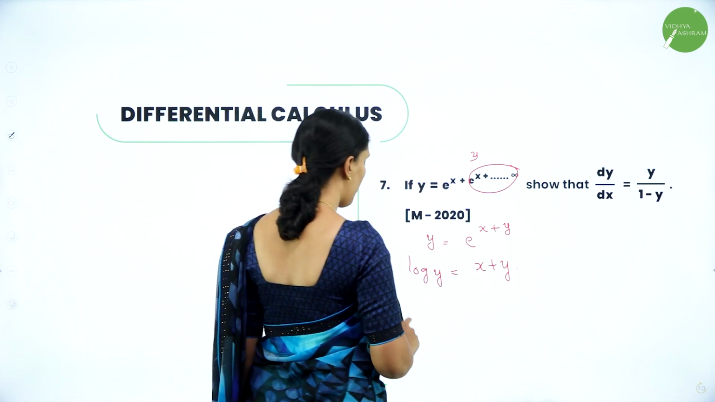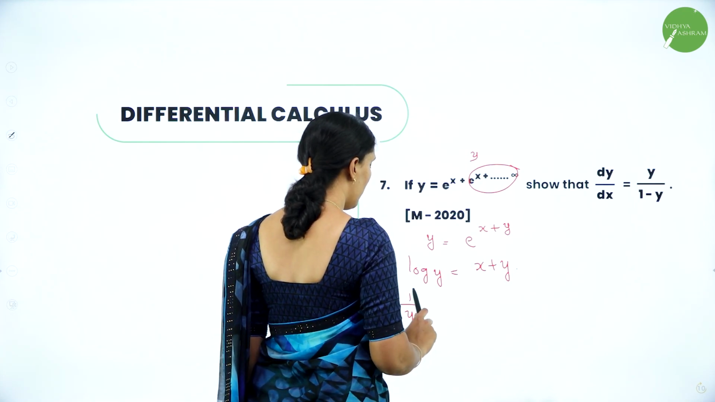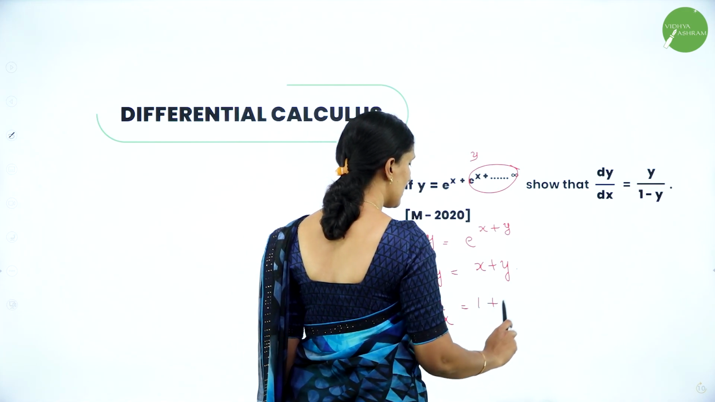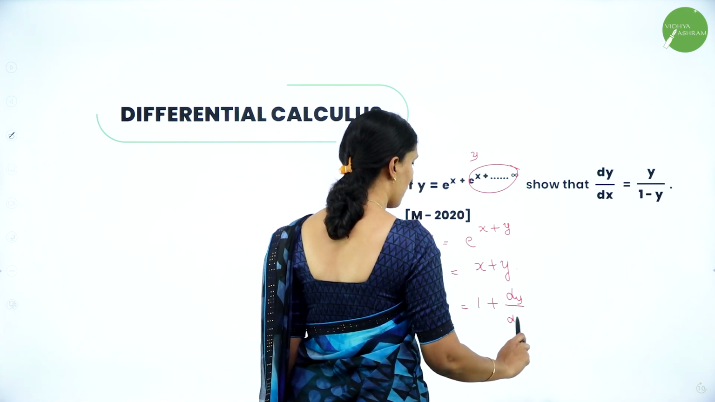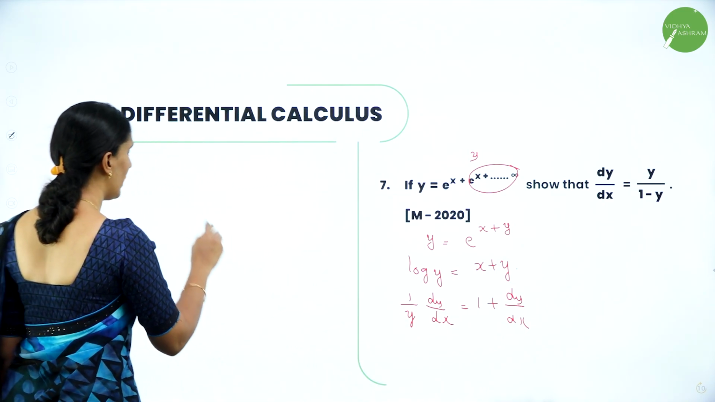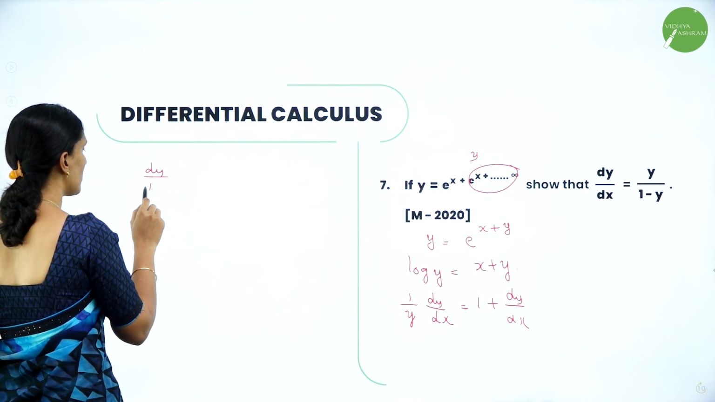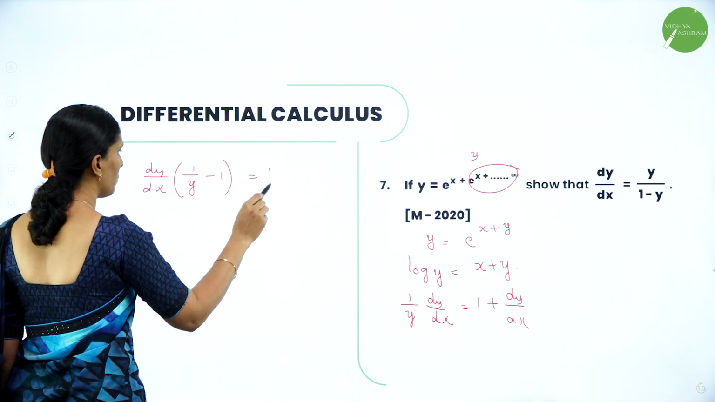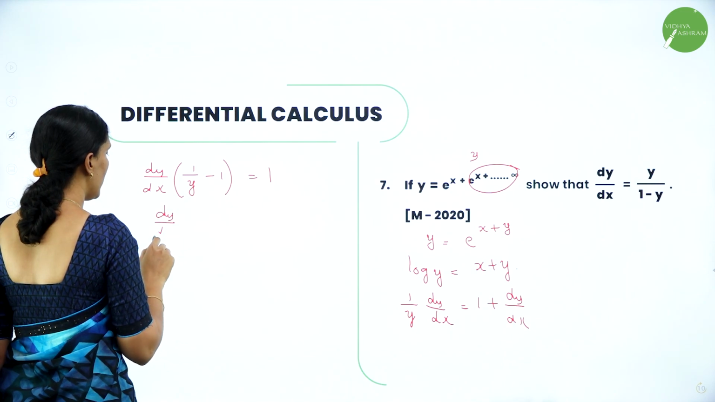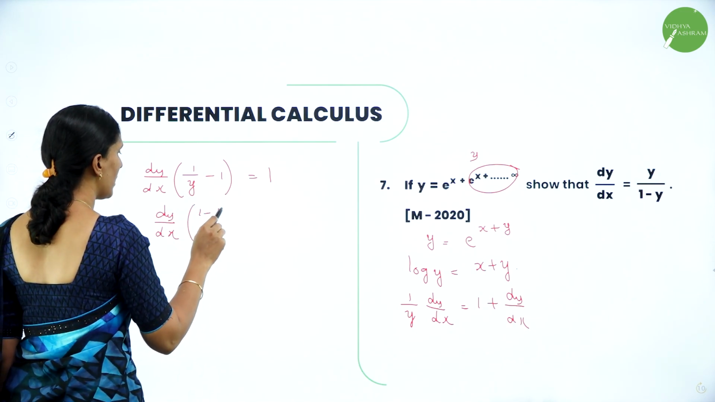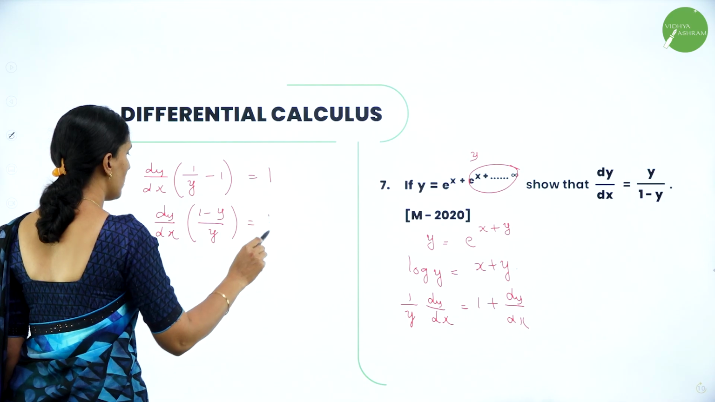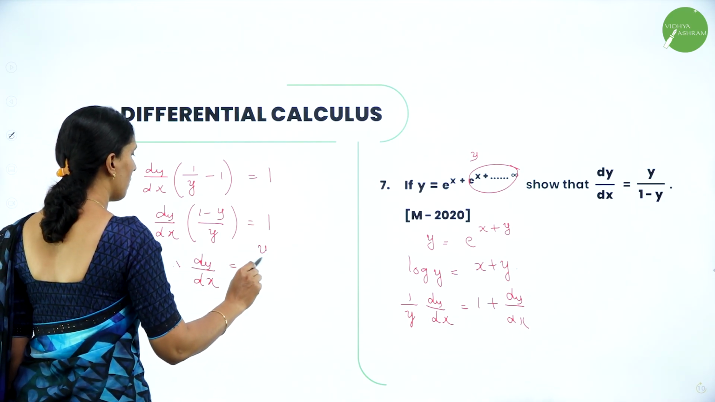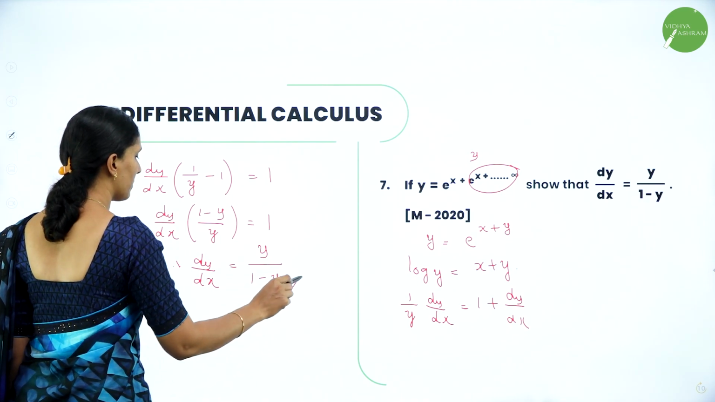So we'll leave it. Apply the differentiation: 1 by y dy by dx is equal to 1 plus dy by dx. So next if you take dy by dx as a common factor, we'll get here 1 by y minus 1 is equal to 1, or dy by dx times (1 minus y) by y is equal to 1. So therefore dy by dx can be written as y divided by 1 minus y.